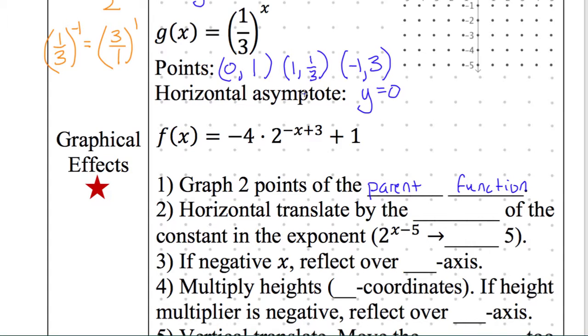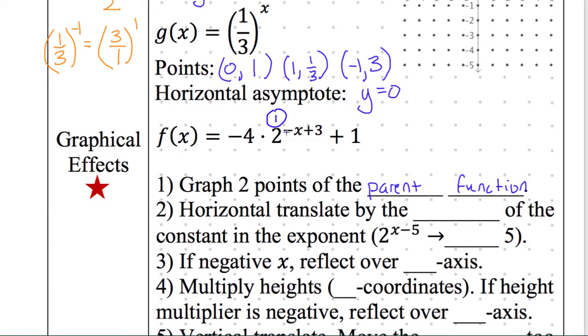All right. Then we're going to horizontal translate. So what we did right now is we did step 1 was using this base. I'll write it up above. Step 1 was using that base. That is our parent function. Our parent function for this one is 2 to the power of x because the base is 2. We can all nod our heads. That makes sense. 2 to the power of x should be the parent function. Uh-oh. Chris, are you okay?